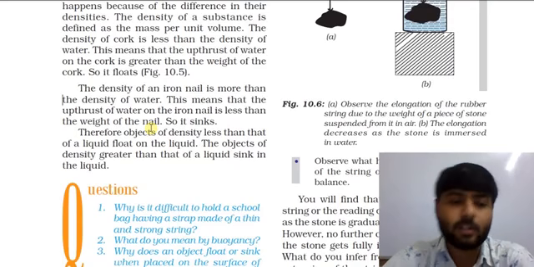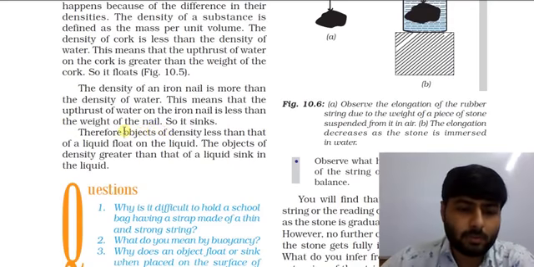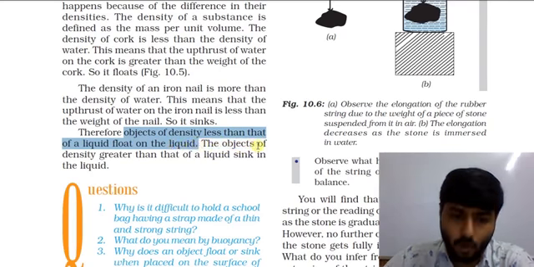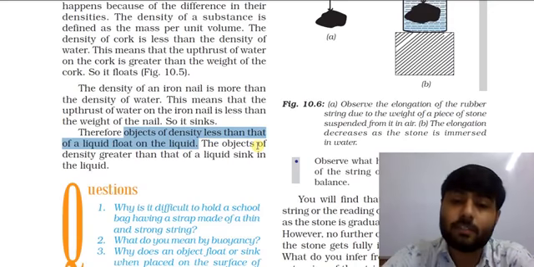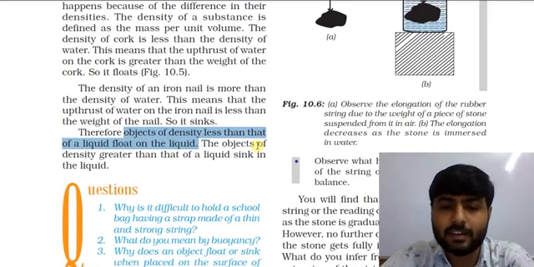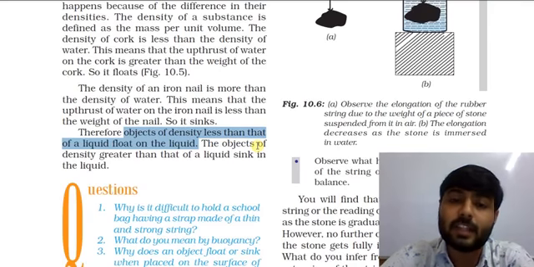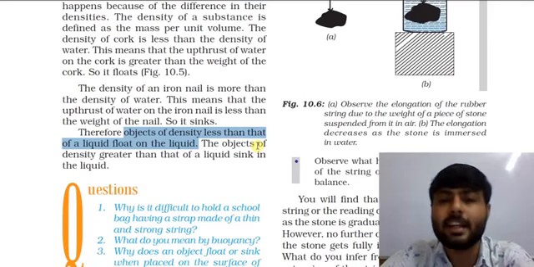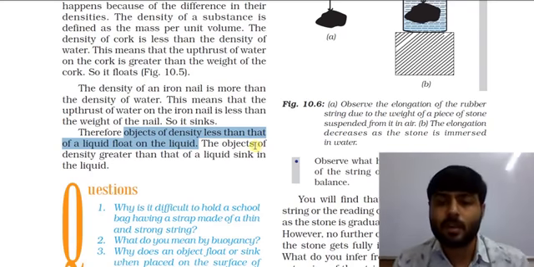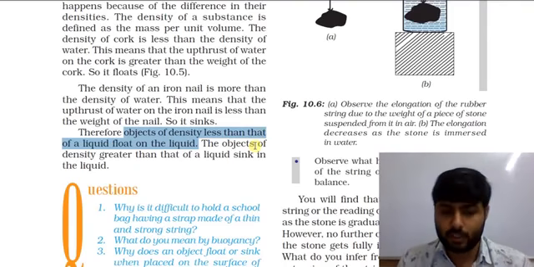Therefore, we have a conclusion. An object of density less than that of a liquid floats on the liquid, while an object with density greater than the density of the liquid will sink in the liquid. So we have this conclusion.